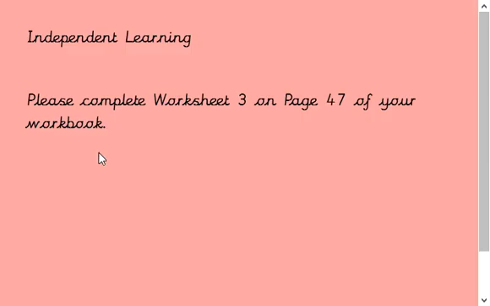So we're ready for our independent learning this morning. And what I would like you to do, if possible, is complete worksheet 3 on page 47 of your workbook. While you're working, please press pause. And when you're ready to resume and move into our plenary, then please press play.